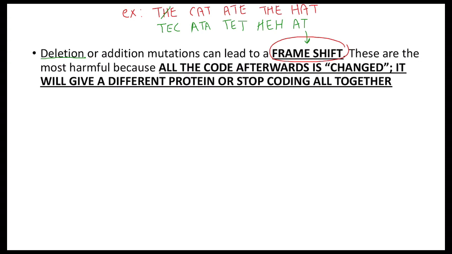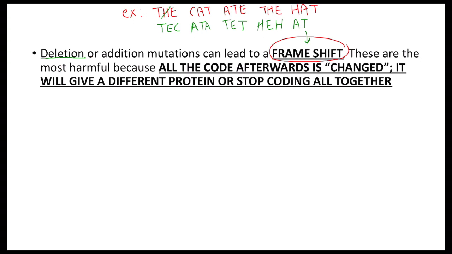Okay, so deletion or addition mutations can lead to what is called a frame shift. These are the most harmful because all the code afterward is changed. It will give a different protein or stop coding altogether if it codes for a stop codon. So the protein shape could change entirely or just not be formed because it stops at a stop codon. So again, this will all impact its function.